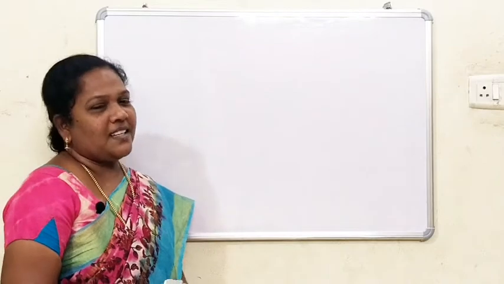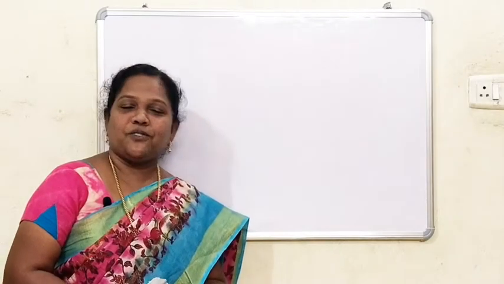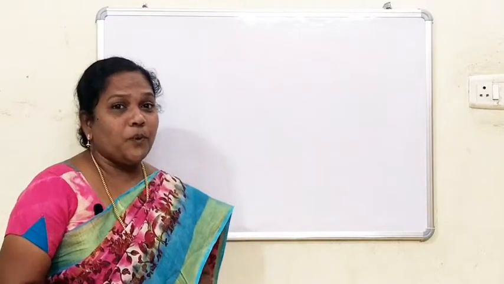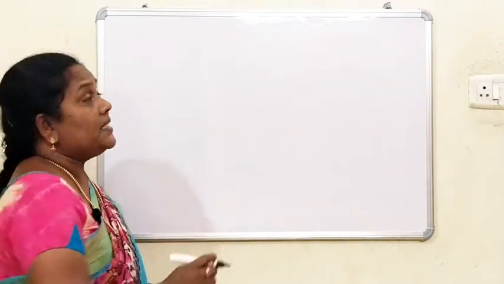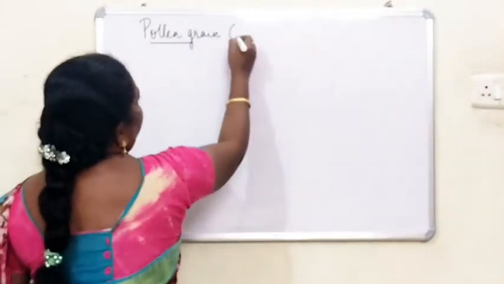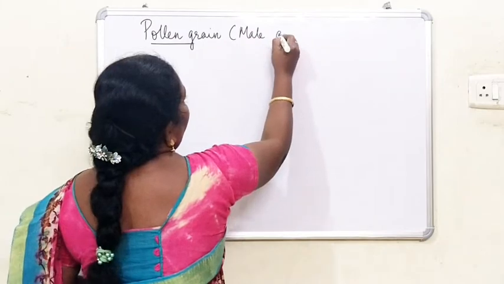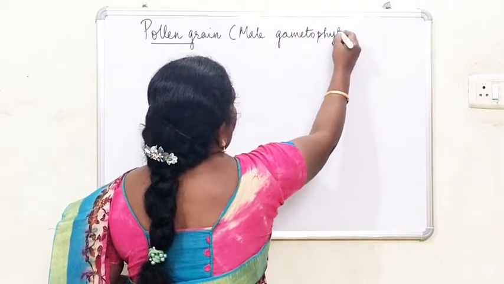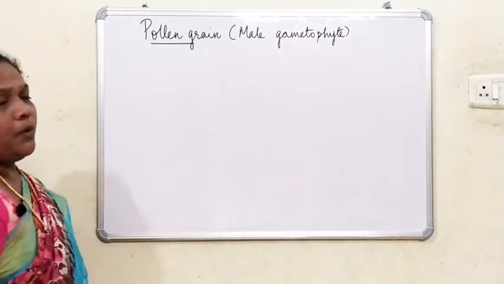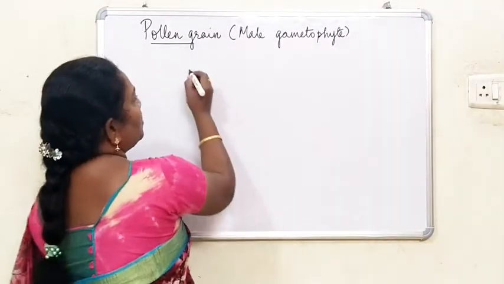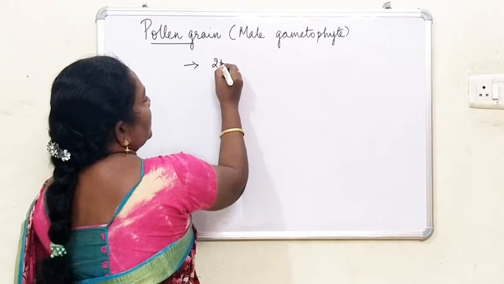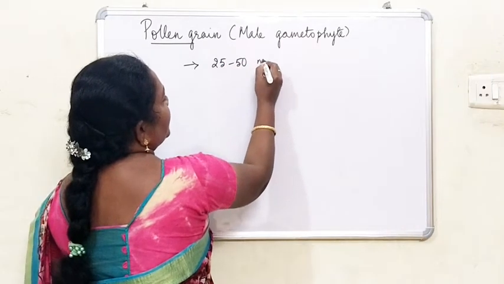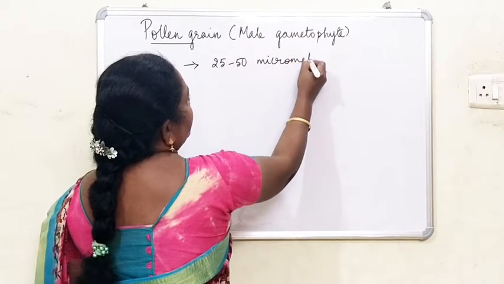So in today's class, we are going to learn about the structure of the pollen grain. This pollen grain represents the male gametophyte. When you look at the size, it is about 25 to 50 micrometers in diameter.